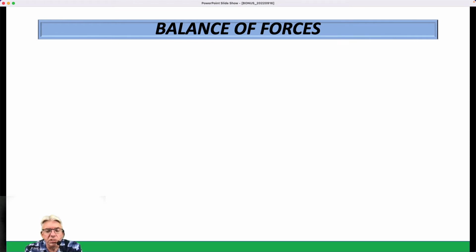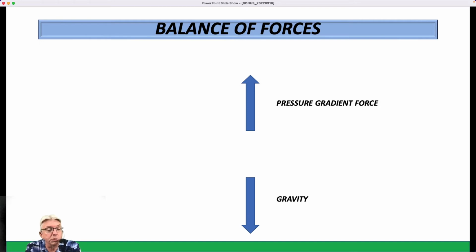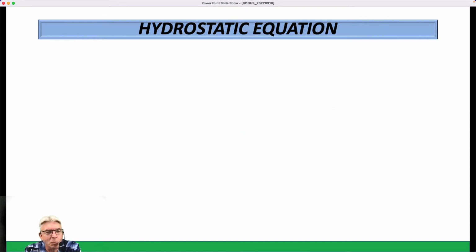Luckily for us, there is a thing called balance of forces. We have the force of gravity directed downward, and since the pressure decreases as we go up in the atmosphere because there's less air, the pressure gradient force is directed from high pressure to low pressure. Those two forces balance each other, and thankfully they do, because otherwise the atmosphere would either collapse or escape into space, and that wouldn't be good on either front, no pun intended.